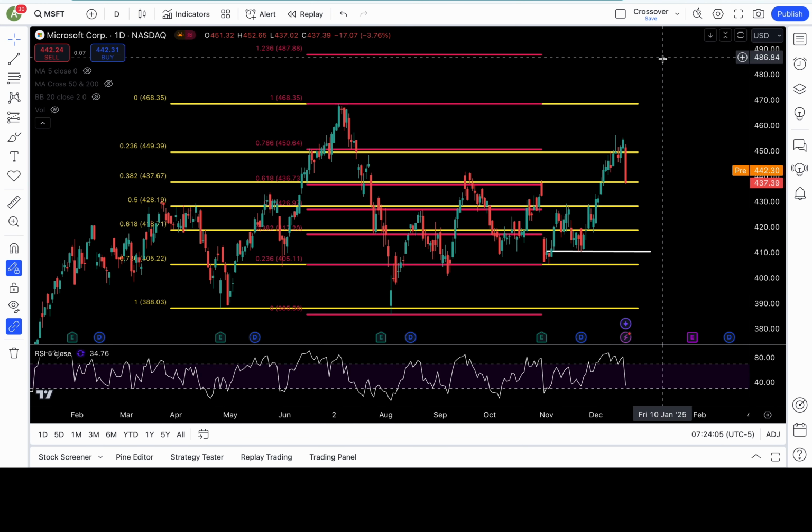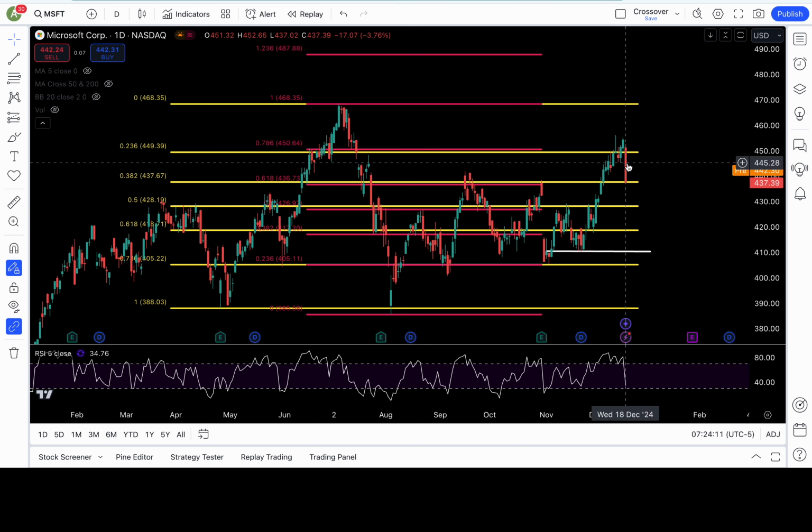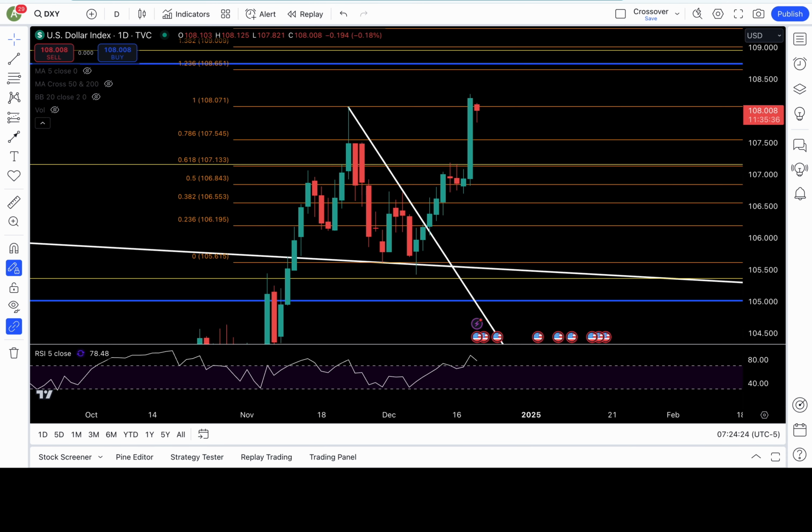To trust any bounce, as usual, lost levels must recapture. Okay, I've got 444, 446, 448, and 449.5 as resistance levels. All those levels must recapture, at least on the 15 to 30 minute chart, to try to get a bounce going. DXY, you guys can see it right here.